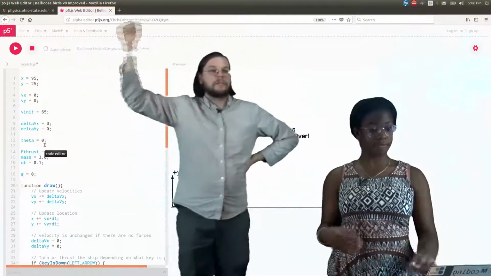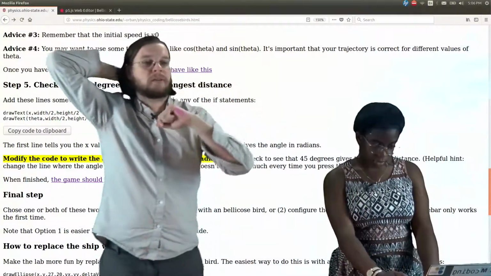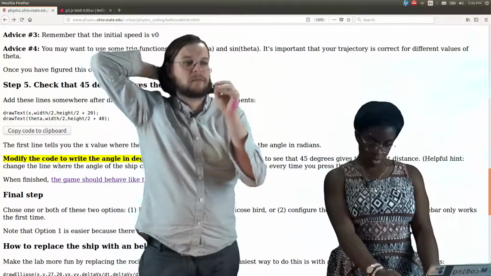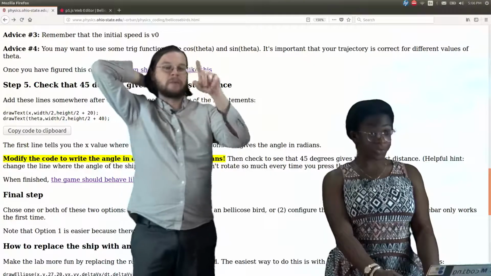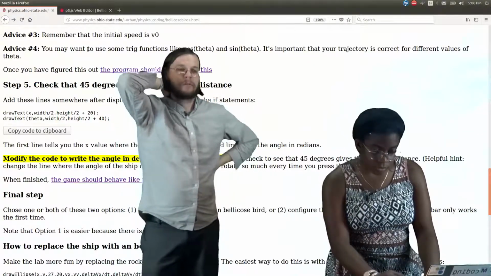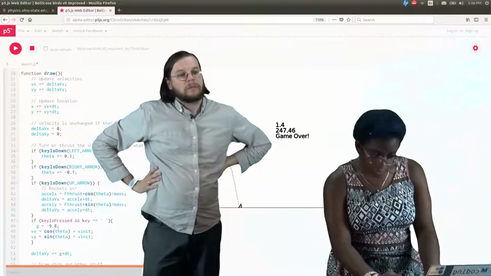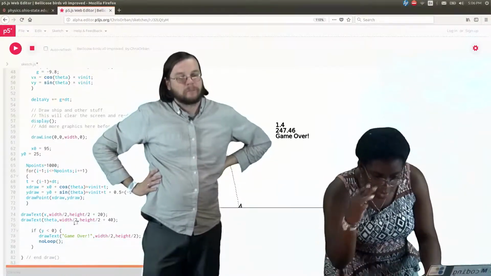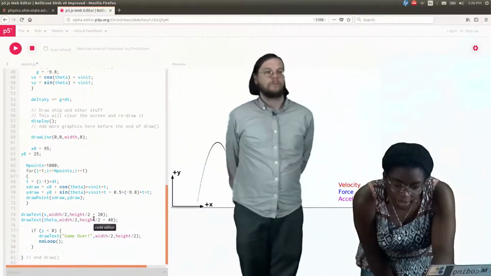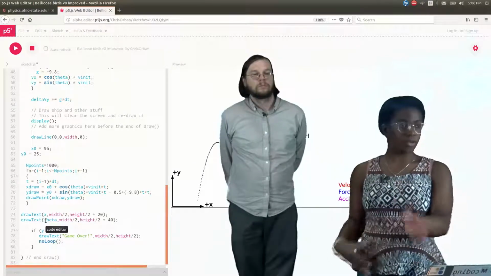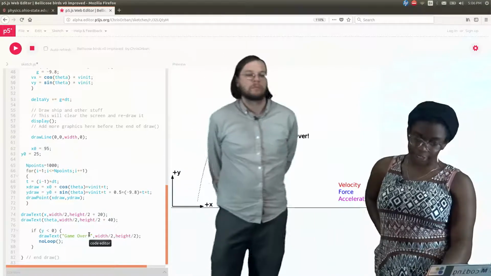But what the activity is actually asking you to do first is to modify the draw text statement so that it writes the angle to the screen in degrees instead of radians. So how can we modify this statement so that it converts it into degrees? Let's check out our statement. Draw text x, width divided by 2, height divided by 2 plus 20. And then draw text theta, which is the one that we care about, width divided by 2, height divided by 2 plus 40.